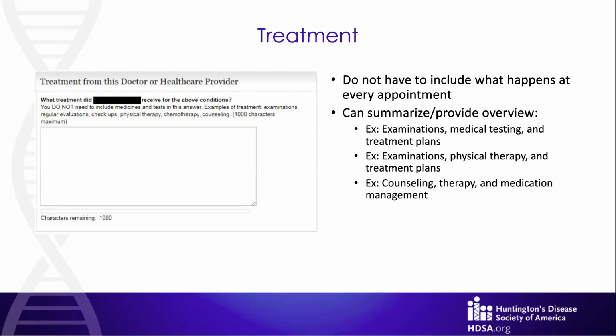The appeal, just like the initial application, will also ask about treatment from the doctor. You do not have to include what happens at every appointment. You can summarize or provide an overview, like examinations, medical testing, physical therapy and treatment plans, counseling, therapy, and medication management. If you want to include more detail, feel free, but if you're not sure what to say, you can just summarize and provide a general overview.